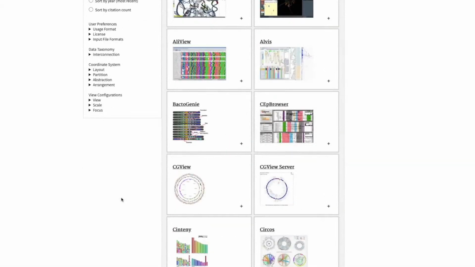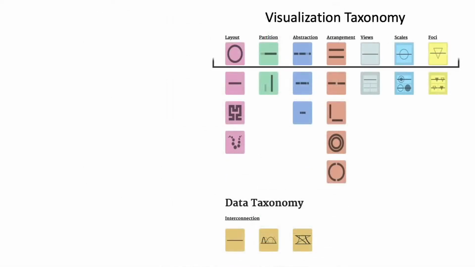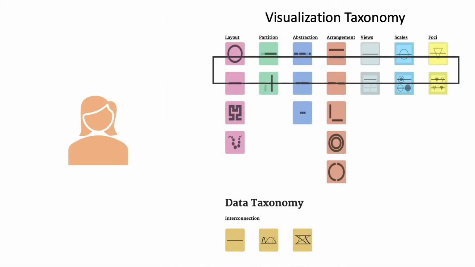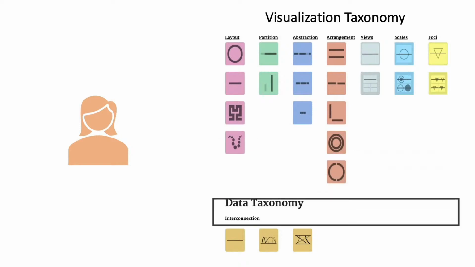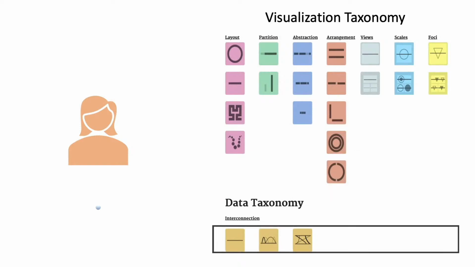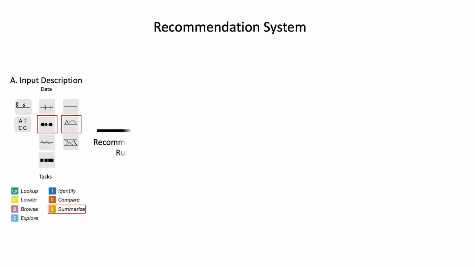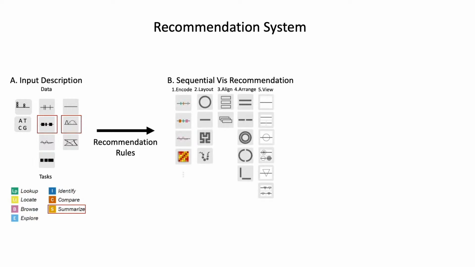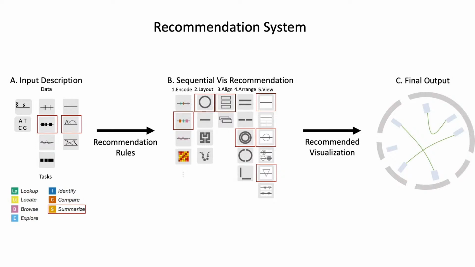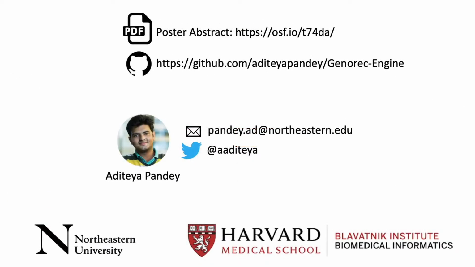Over hundreds of tools exist for visualizing genomics data, leaving the analysts with a large design space to analyze before finalizing the visualization. We present a data and task-based recommendation system. The recommendation system uses a sequential model to suggest appropriate visualizations to users. To learn more about our recommendation methodology and results, please visit our poster.